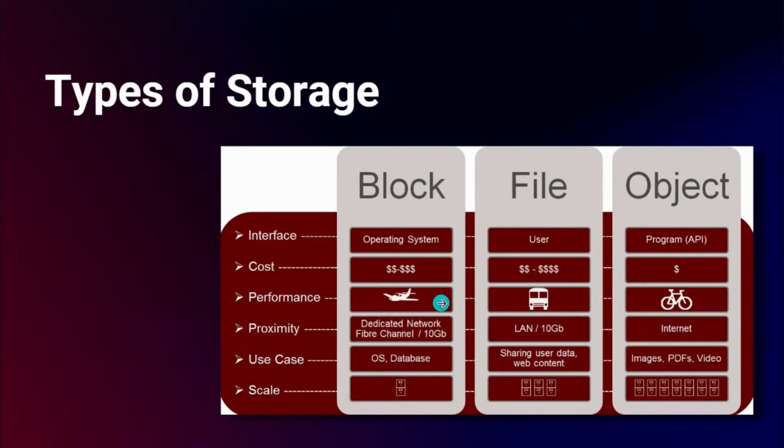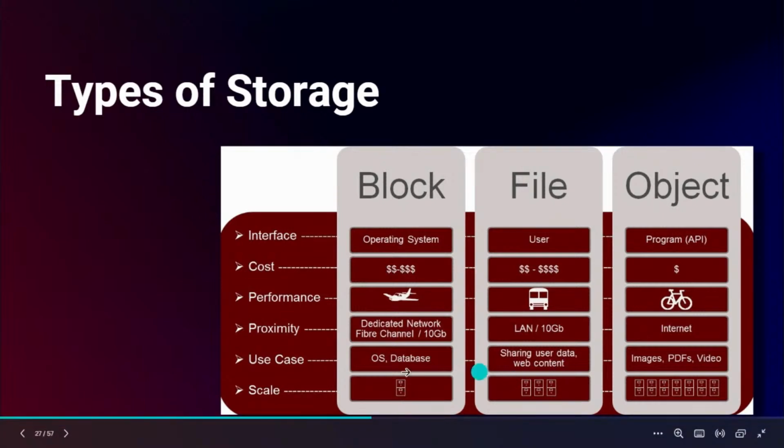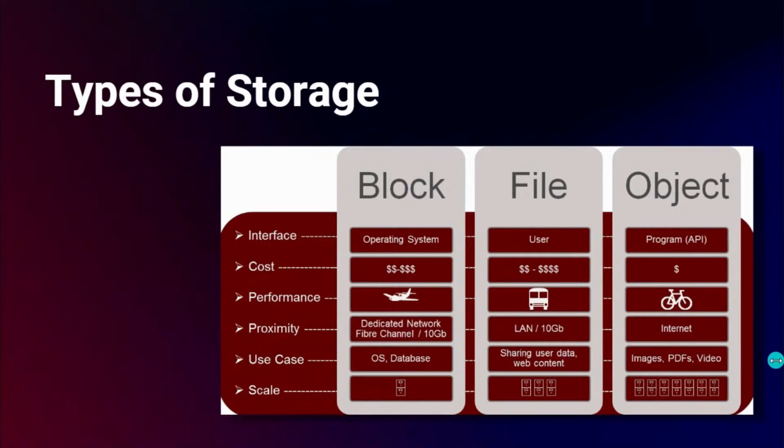And you can see the performance. This is just an image, but we can see the difference in speed from the image itself. And what is the scale? You can see the use cases. When you go for block storage, you are using it for storing the OS and databases. When you go for file storage, you will be sharing user data, web content, something like that. If you want to store images, PDFs, videos, you can go with object storage.